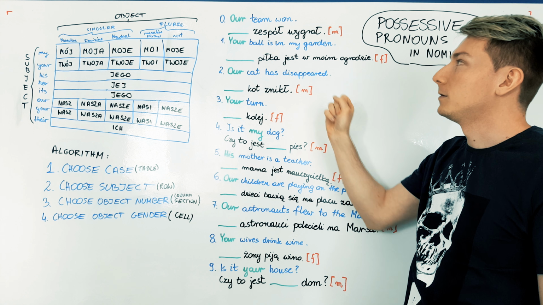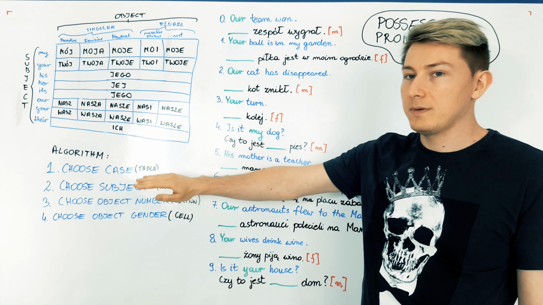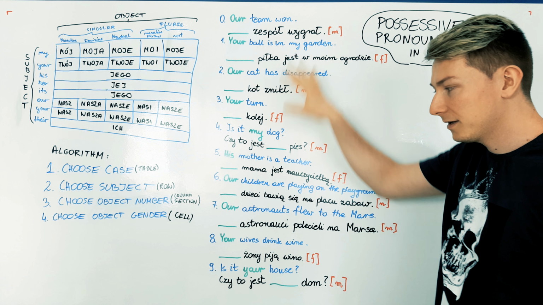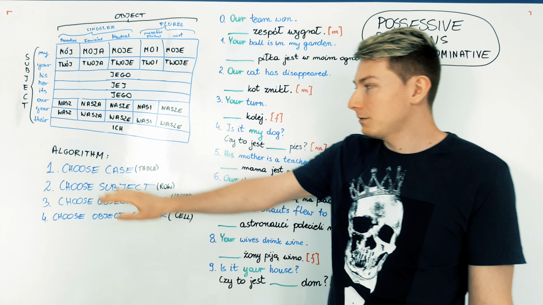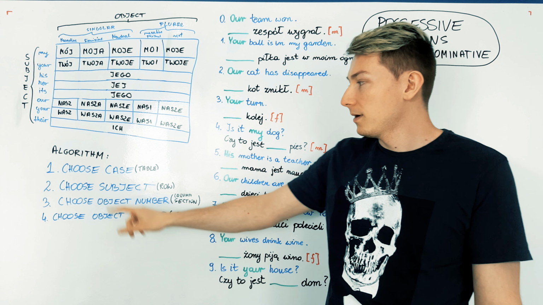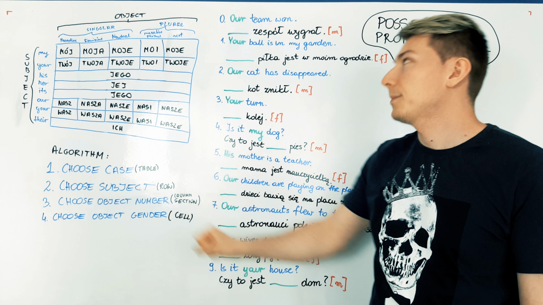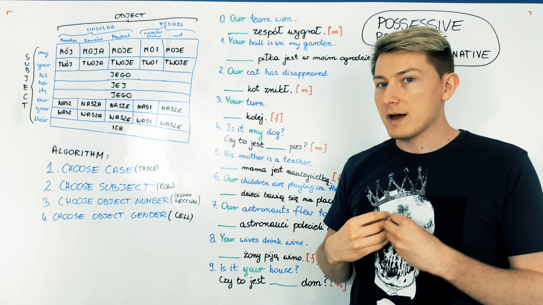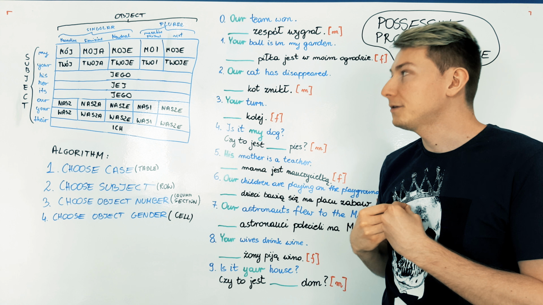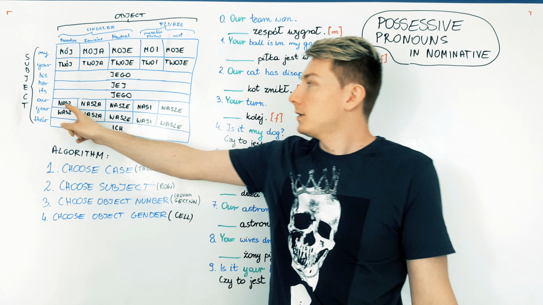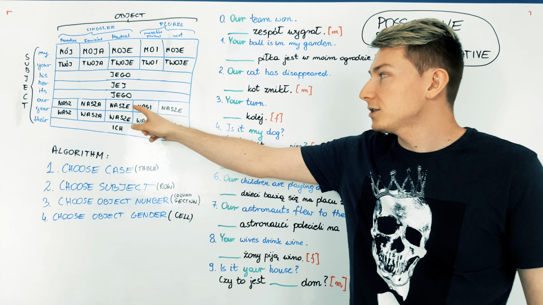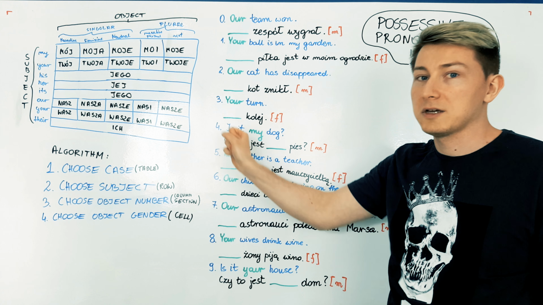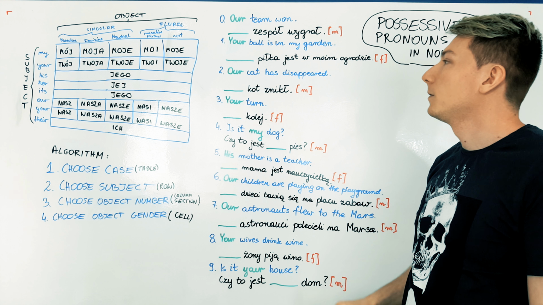Our team won. The first step is always already done because all the examples are in nominative. So let's skip the first step. Second step, choose subject. Our team. It means we are the subject because it's our team. So we choose this row. Nasz, nasza, nasze, nasi, nasze. Okay? So we have the row.